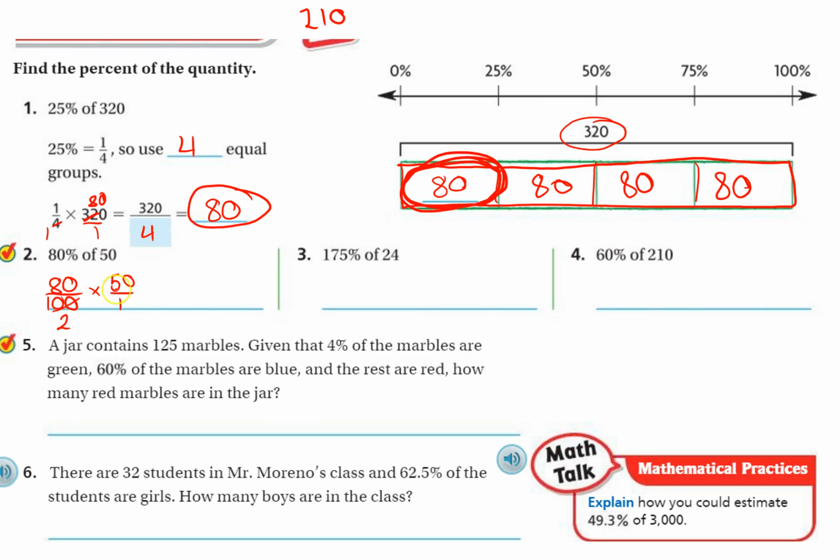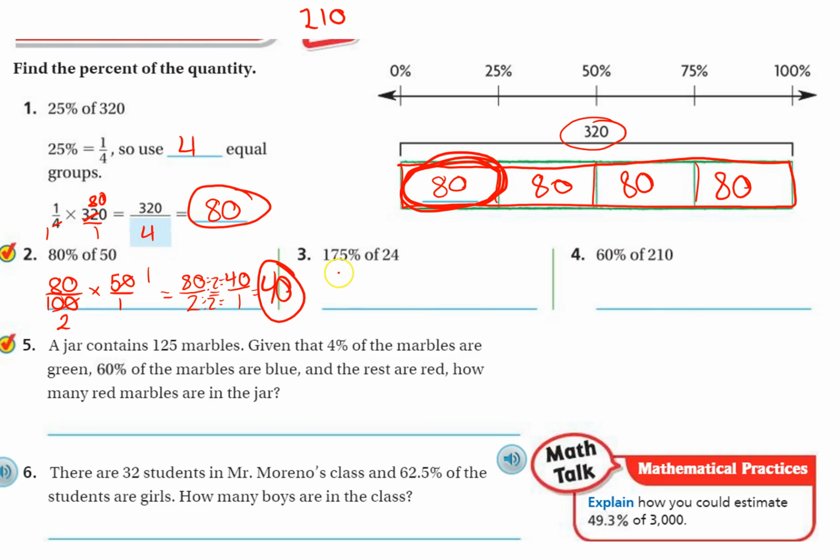50 goes into 100 twice, 50 goes into 50 once. So we get 80 over 2. And if we simplify that, we can divide the top and the bottom by 2. We're going to get 40 over 1. 2 divided by 2 is 1. 80 divided by 2 is 40. And then 40 over 1 is equal to just 40. So 80% of 50 would be 40.